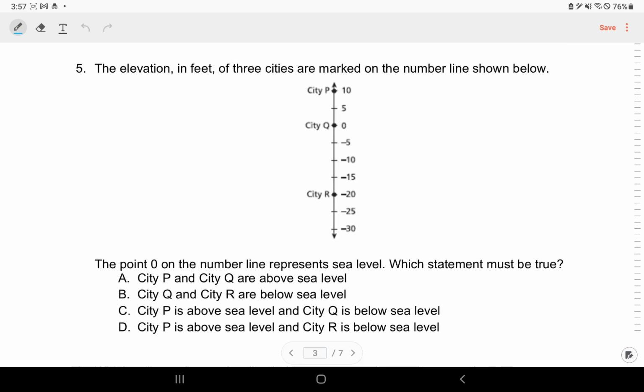Okay, question 5. The elevation in feet of 3 cities are marked on the number line shown below. The point O on this number line represents sea level. Which statement must be true? So which of these is true?